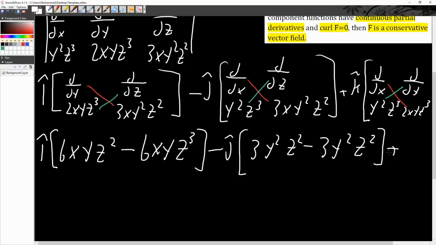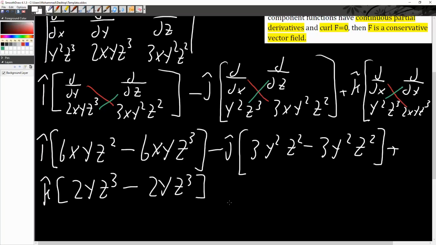Then we go plus k. And so we do the partial derivative of this in terms of x, and so we would get 2yz cubed, minus the partial derivative of this in terms of y. So we would get 2yz cubed. And so what we get here is 0, 0, 0. And so the curl is 0.